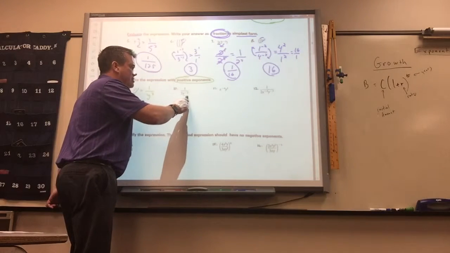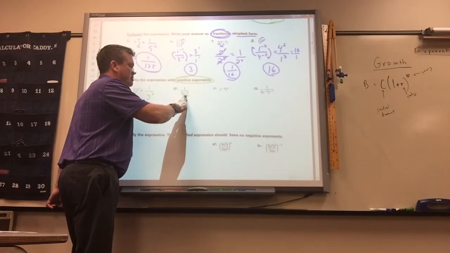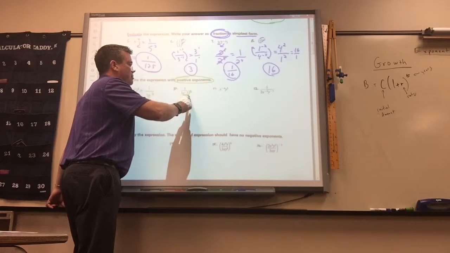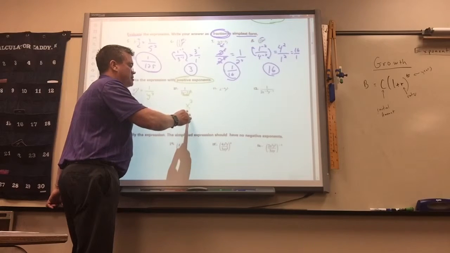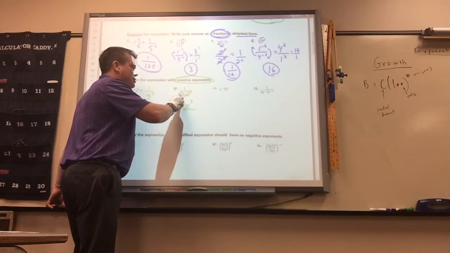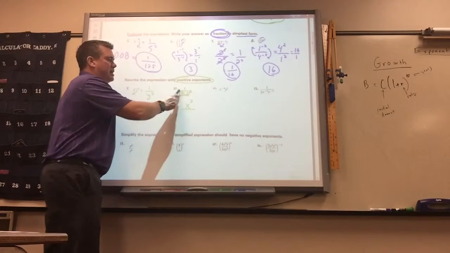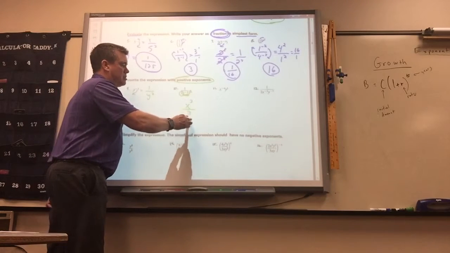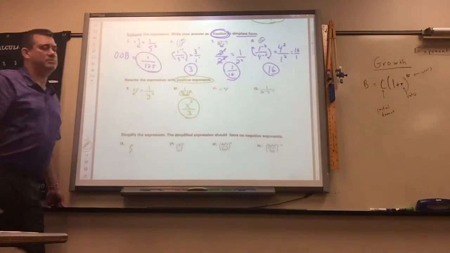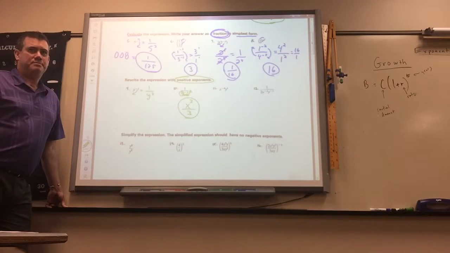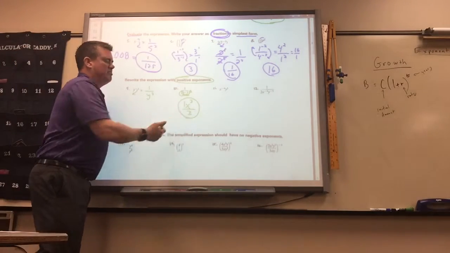Here, the x has a negative 3. So that's got to move up. So we change the x to the positive third. This 3 is fine where it's at. It doesn't have a negative exponent on it, so it just stays on the bottom. So if you put 1, it's the same, right? Yeah.